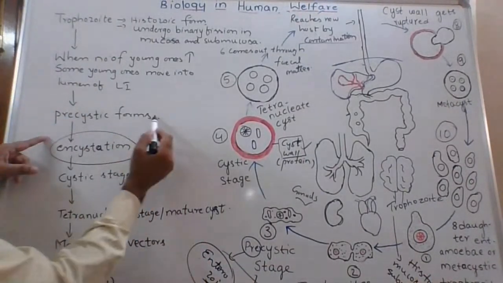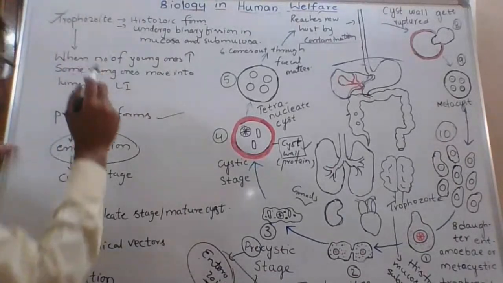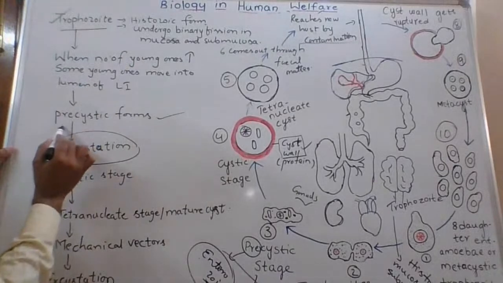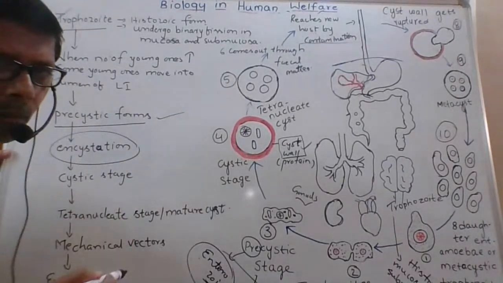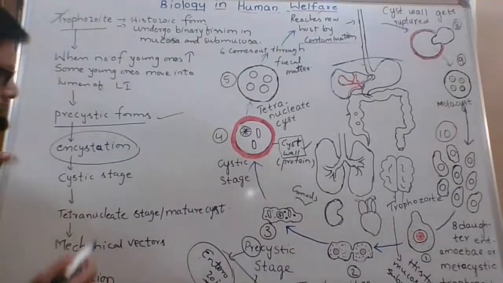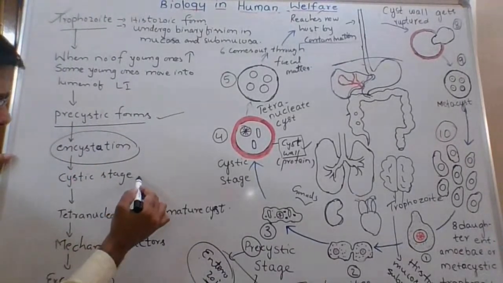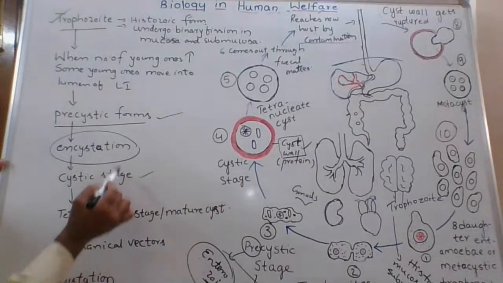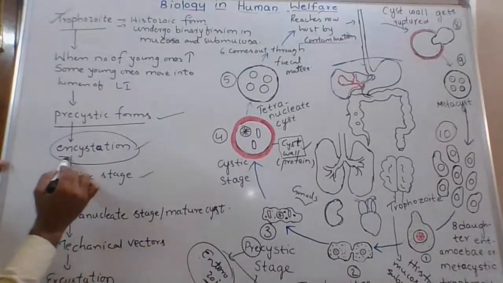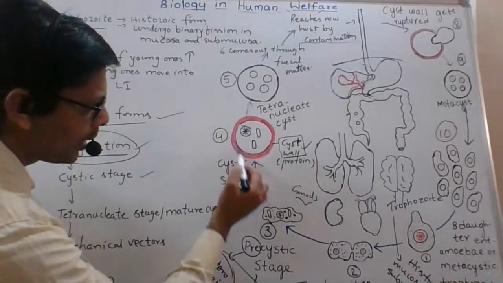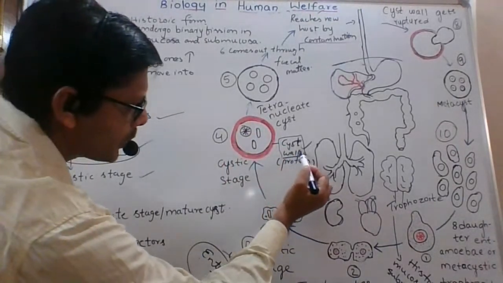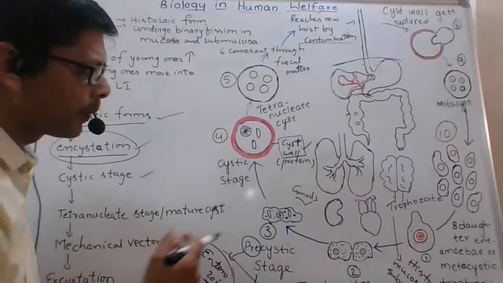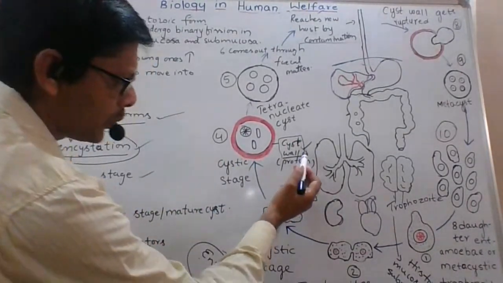Yesterday we talked about the trophozoite state. We also talked about the pre-cystic state or pre-cystic form. Now we are talking about the cystic form. If you observe these two, what is happening here? Encystation. That means around its cell, not the body, around the cell, the cyst wall is formed.